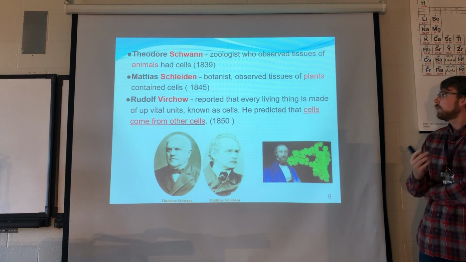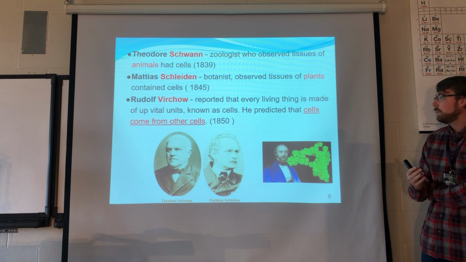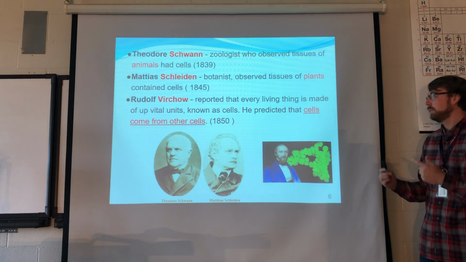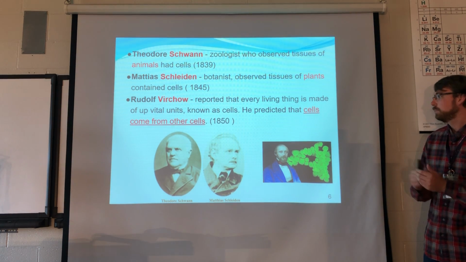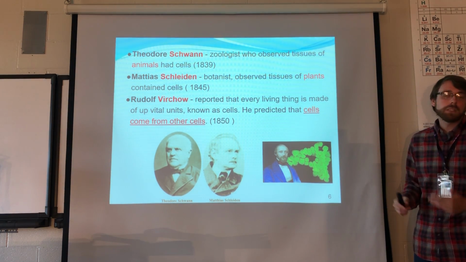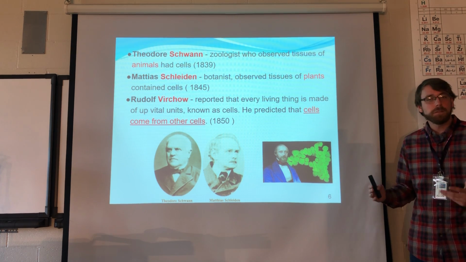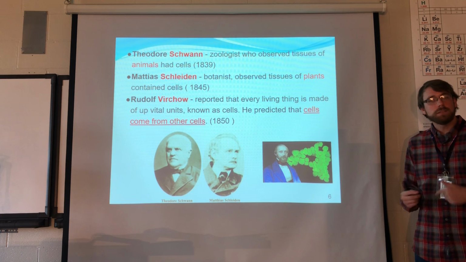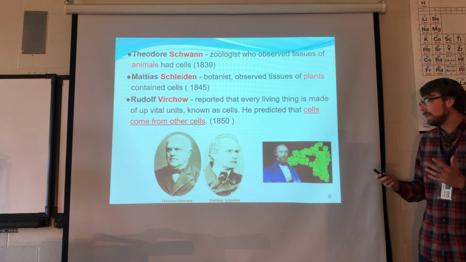Theodor Schwann observed cells in animals in 1839. Schleiden was a biologist who observed cells in plants. By the 1850s, we were pretty confident that it seems like all living tissue is made of this basic subunit of the cell.